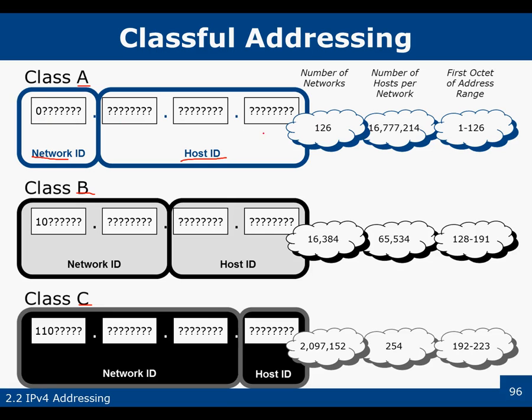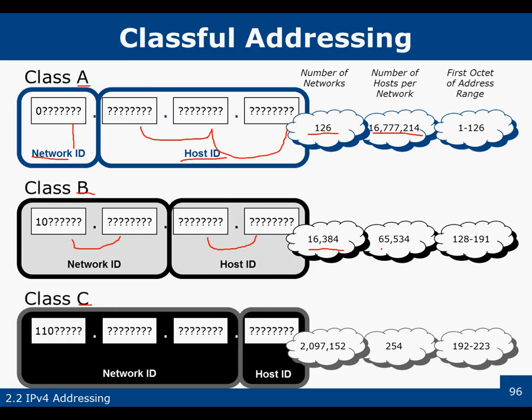So in the class A, we have 126 networks and 16 million hosts per network. And if you put 16 million hosts on a network, particularly a Windows network, you're going to have broadcast traffic. It's going to make your network unusable. This is one of the ones that we would kind of want to break up into smaller parts. The class B, we have a network ID that uses 2 of the octets for network and 2 of the octets for host. And this one up here obviously uses 1 octet and then 3 octets for the host. And then we have class C. Well, I'll go back to class B.